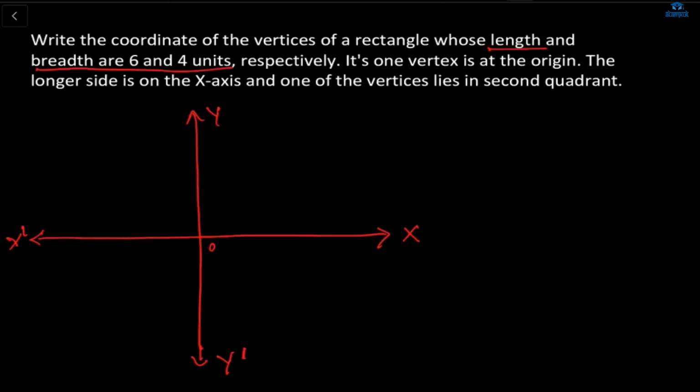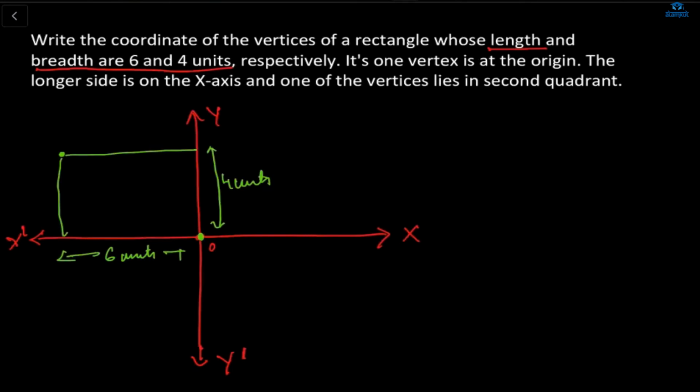If one of its vertices is at the origin, the longer side is on the x-axis, and one of the vertices lies in the second quadrant, maybe we can assume it here. So this is your 6 units, and this will be your 4 units. This will be your rectangle.